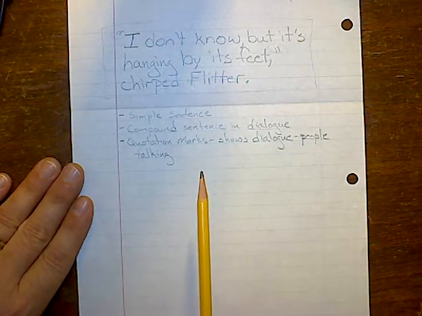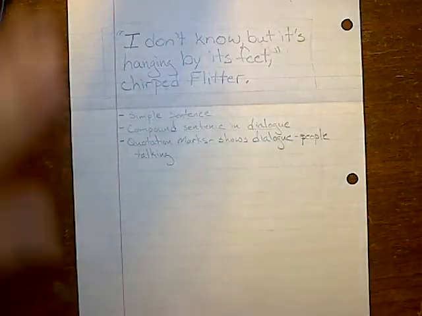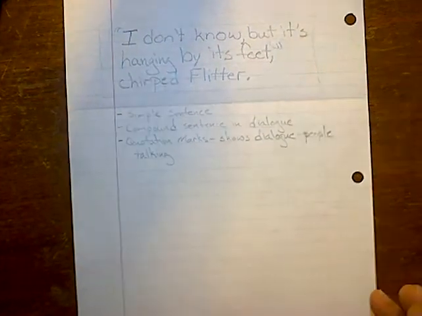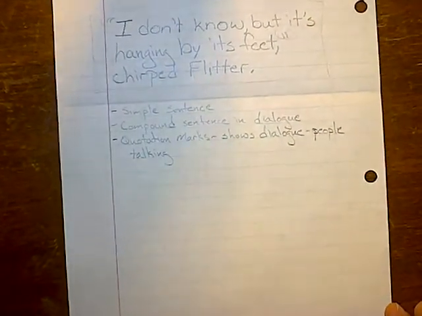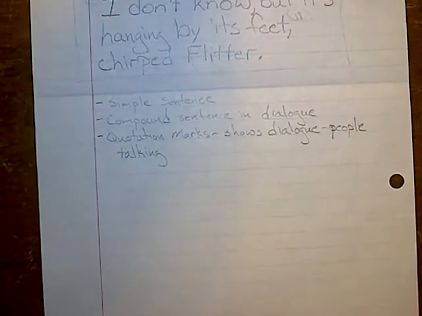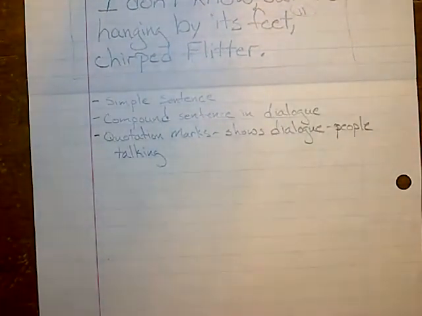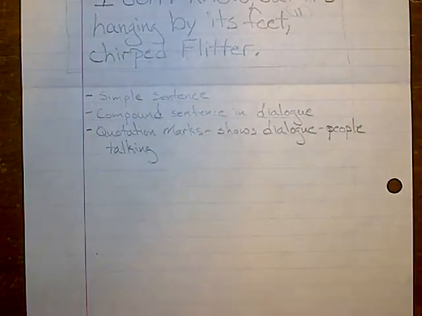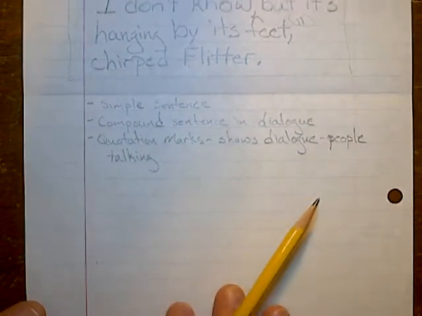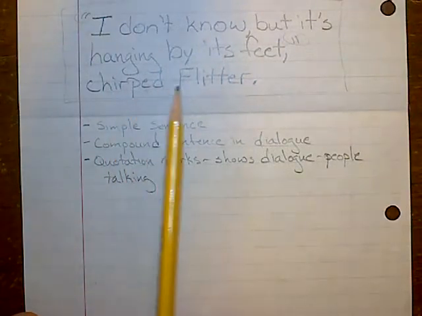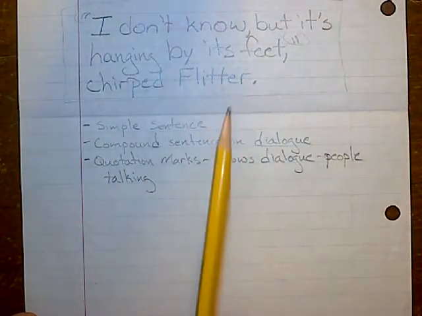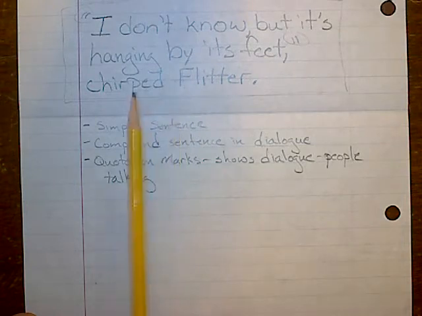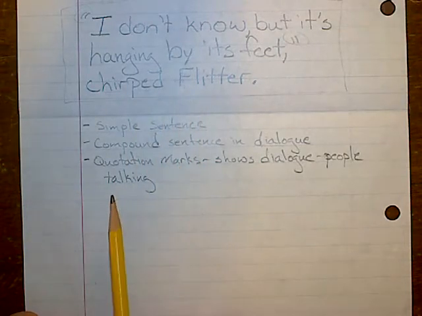All right, that's your dialogue. So in this case, we have that as our dialogue. I'm going to move this down a little bit so you can kind of see a little bit bigger and better. All right. So it shows dialogue, quotation marks, dialogue, people talking. So in this case, I don't know, but it's hanging by its feet are the actual words that Flitter was actually saying. Okay. All right.